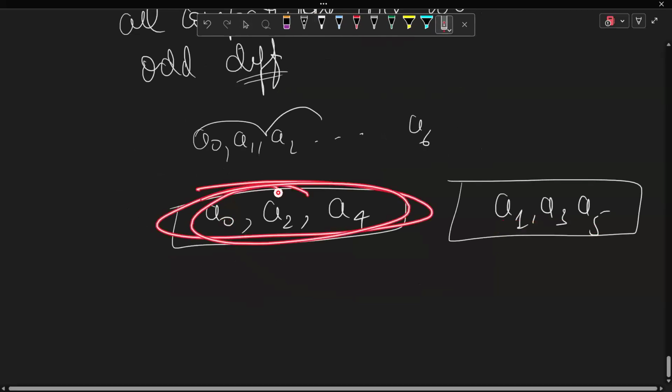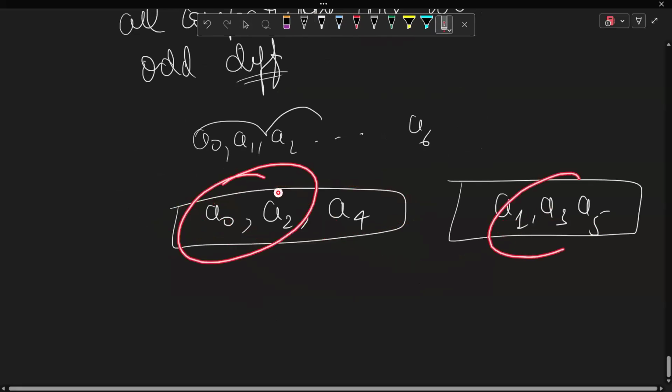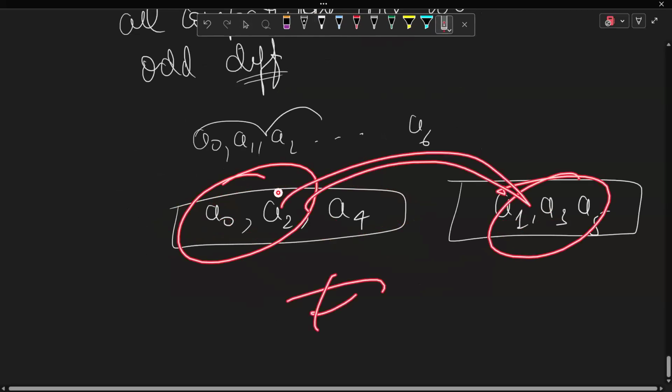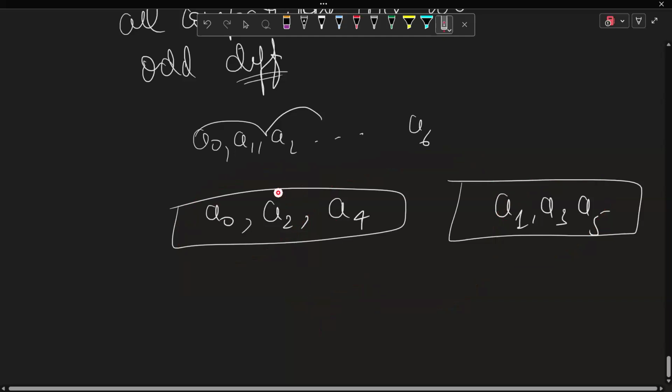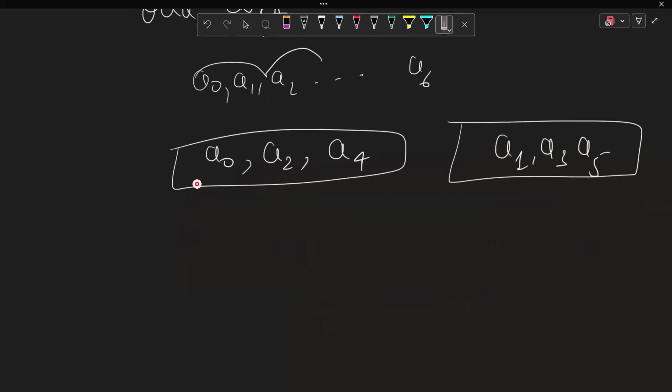In this group, there can be elements which are equal to each other. But between these two groups, if you select any two elements, one element from this and one element from this, they both should be unequal. That's the condition basically for the array to be beautiful. Okay, so how can you check this?